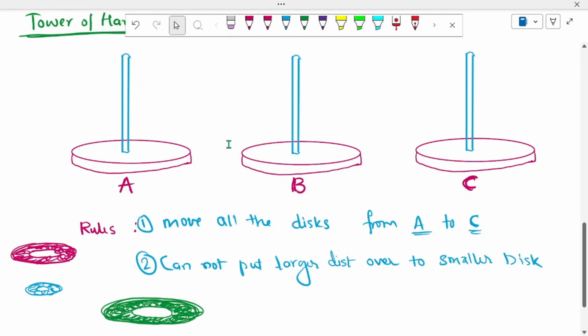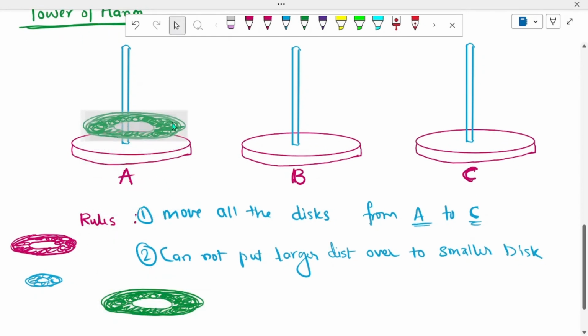Before going to the problem, let me introduce what all things we have got here. First, I have got A, B, C. There are three rods A, B, C, and then there are disks. It will depend upon you. If you want, you can use one disk, two disks, three disks, 4, 5, 6, 7, 8, 9, 10 disks, depending upon the requirement. Let me consider the first requirement. I'll be having one disk. I'll choose only one disk here.